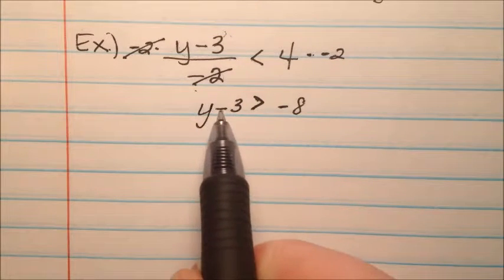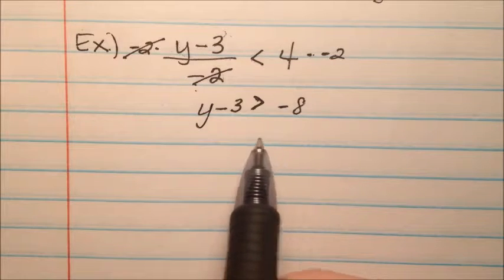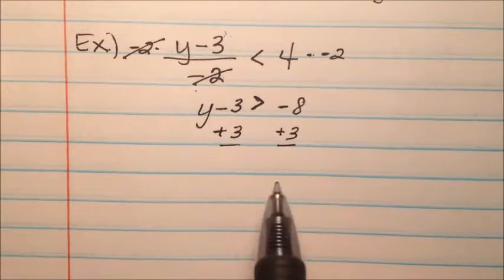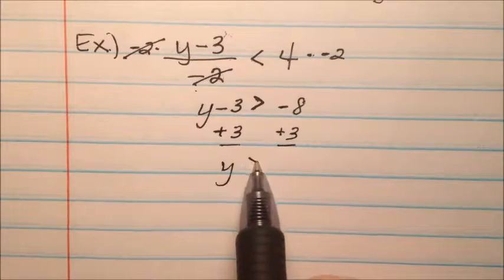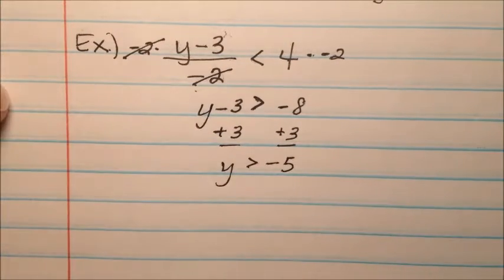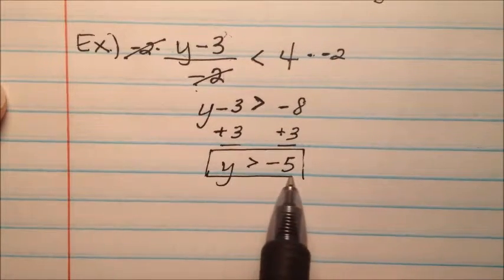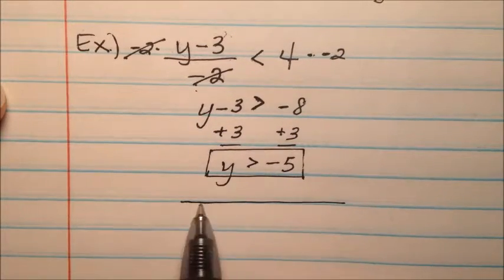So now it's y minus 3 is greater than negative 8, and in order to get the y by itself, I'm just going to add 3 to both sides, just like in an equation, and I end up with y is greater than negative 5. So here's my answer as far as the inequality, but then I need to graph the inequality.